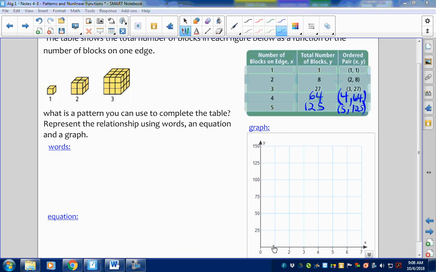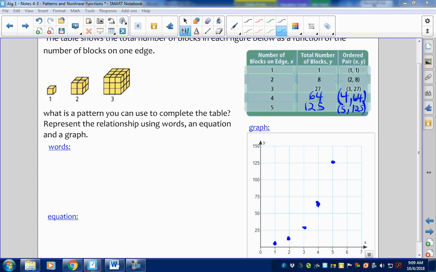So at 1, 1, somewhere right around here. And then it has 2, 8. So it starts off kind of slow. 3, 27. And it's going to take off here. 4, 64. And then 5, 125. Looks kind of like the one I just did, except that this is cubic. It's called a cubic equation.